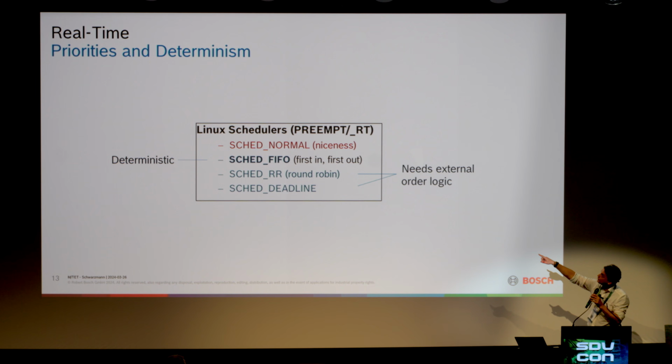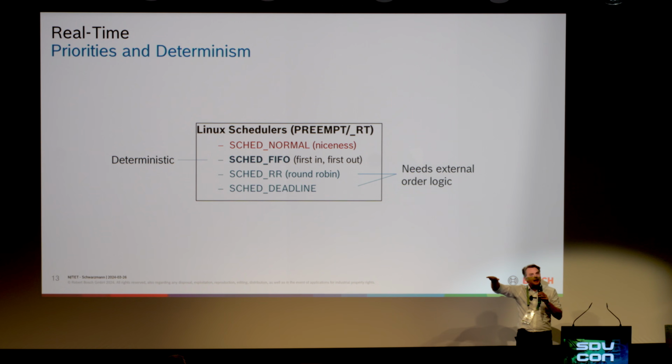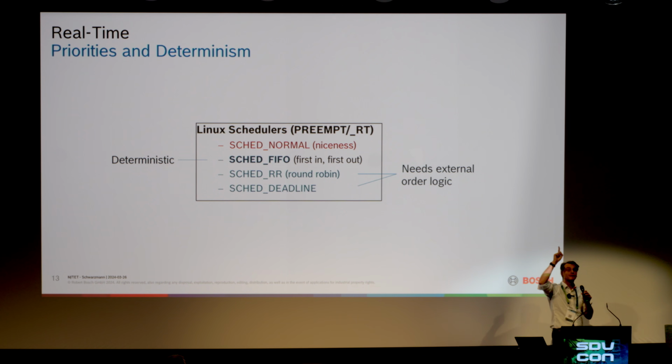The next is FIFO, first in, first out, so you have several threads that are on the same priority. The next schedulers mean higher priority threads come first. What if you have several threads in the same priority? FIFO says first coming in goes out first. That's fully deterministic.